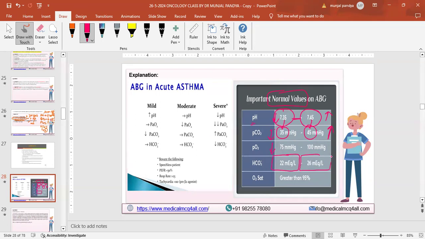HCO3 22 to 26. We need to remember 22 to 26. Here carbon dioxide is more, it is acidosis. Here it is reverse: if the HCO3 is less, it is acidosis. If it is high, it is alkalosis. And oxygen saturation, we know we measure by pulse oximeter, it should be more than 95. Now this is the normal chart.